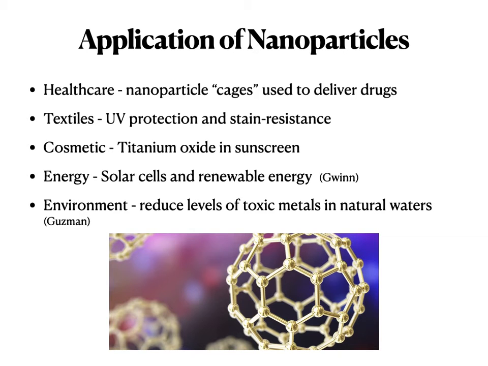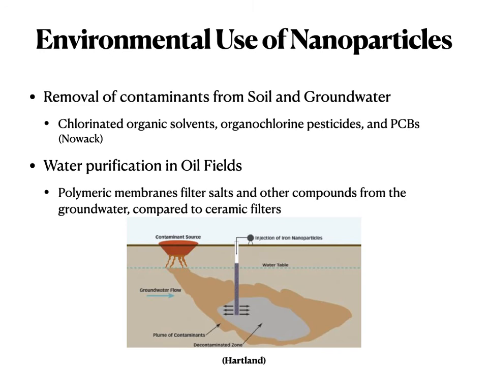And in our environment, nanoparticles are often used to reduce levels of trace materials in groundwater and river systems. In addition to their use in textiles, silver particles have also been proven to be an effective antimicrobial. So this is a little bit about the environmental use of nanoparticles. There have been many studies and experiments which look at how nanoparticles can be used to help remove contaminants from soil, from groundwater, and from our air.